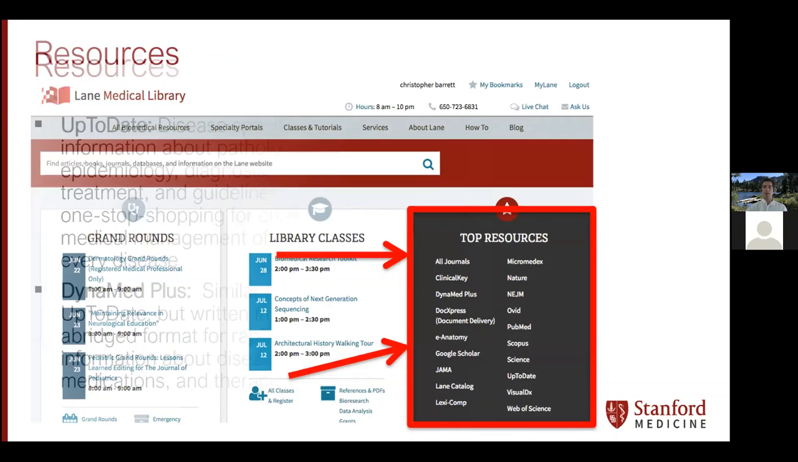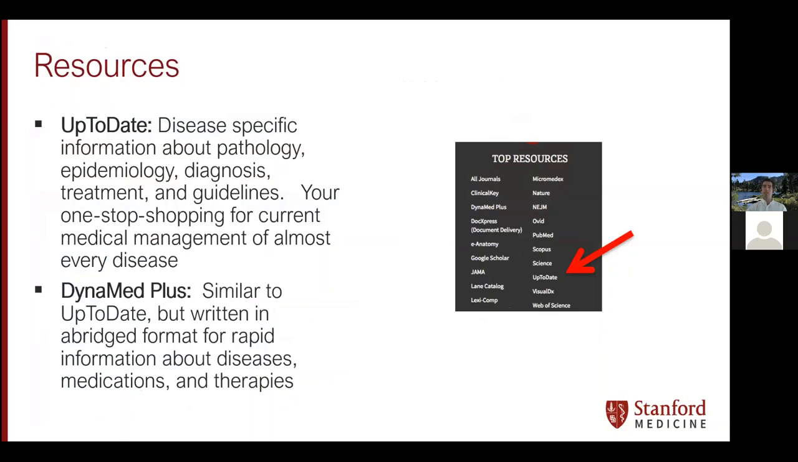And if you're looking for medical information, the two places that I really like are UpToDate, which provides disease-specific information about the pathology, epidemiology, diagnosis, treatment, and guidelines. You can figure out management of practically any disease based on UpToDate. And then DynaMed, very similar to UpToDate, but written in an abridged format. The really nice thing about DynaMed is that it's kind of bulleted out and then provides level of evidence for all of their recommendations. So I actually really like DynaMed when I'm trying to figure out what level of evidence the recommendations I'm making truly are.